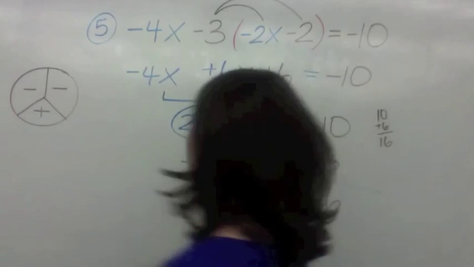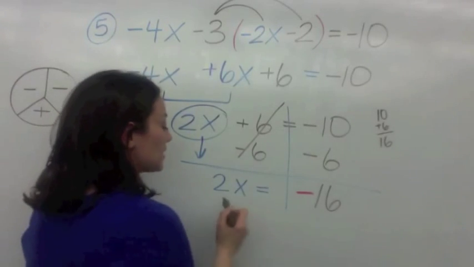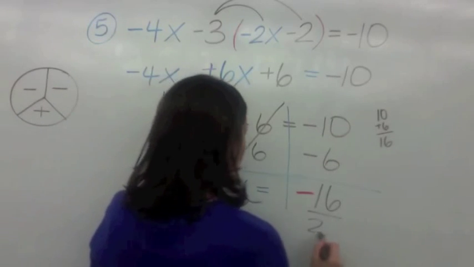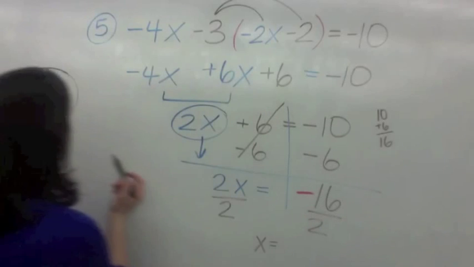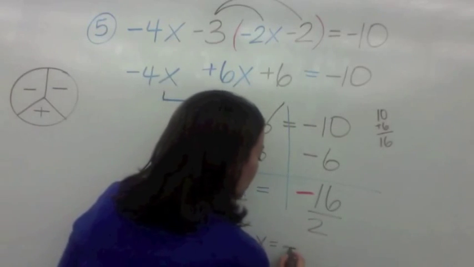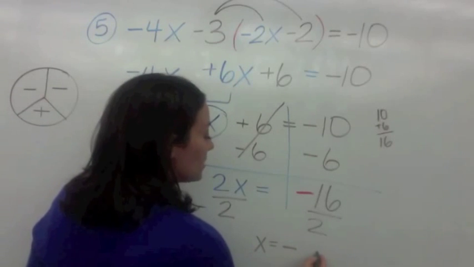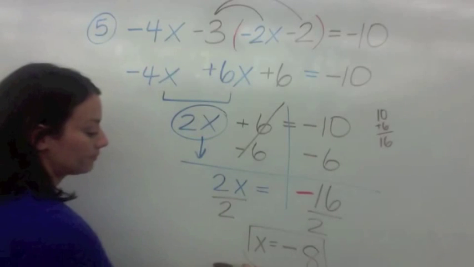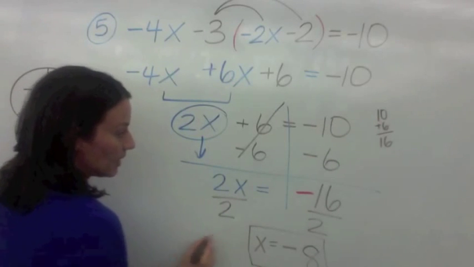All right, so now you have 2x equals -16. Divide both sides by 2. That's correct. Now you have a negative divided by a positive gives you negative, right? When you have one negative, it stays. And so the answer is -8. Okay? Very good. Make sure you get that down.